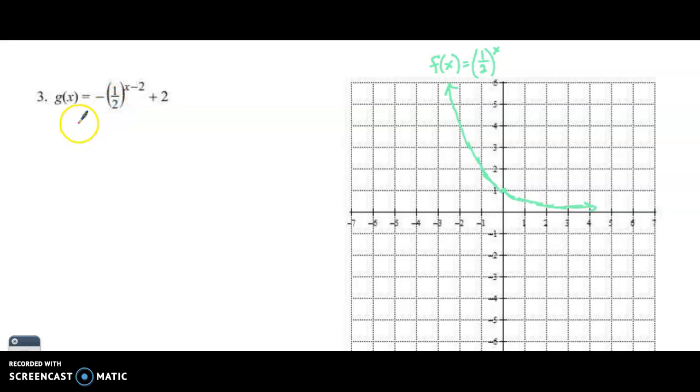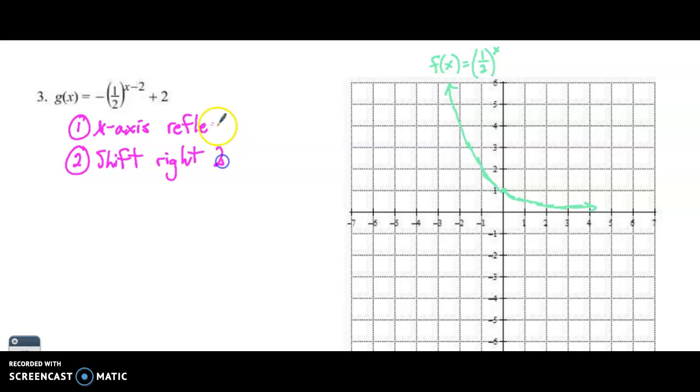But again, notice I'm using a faint color to help me out, because as I'm looking at my transformations, the first thing is we have an x-axis reflection, that's from this negative. There's no y-axis reflection because there's no negative with this x. So therefore we can deduce that minus inside the parentheses is shifting right 2.